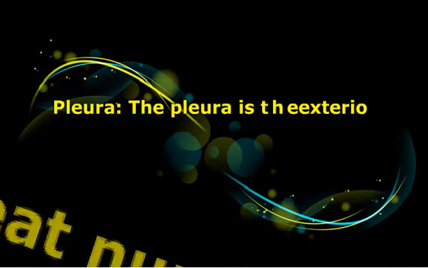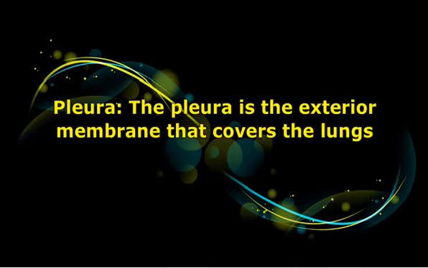Pleura. The pleura is the exterior membrane that covers the lungs. It may also be known as internal chest wall lining. Mesothelioma is most likely to develop inside the pleura, as the lungs are where all the inhaled particles go.